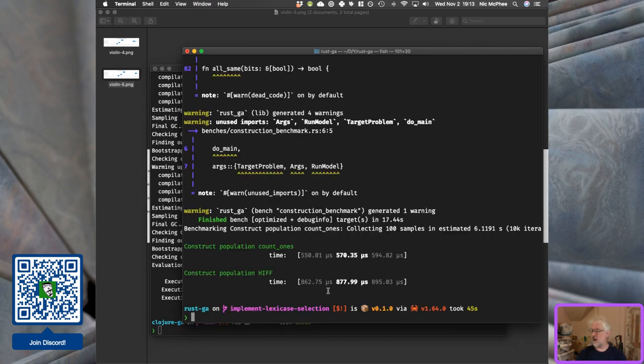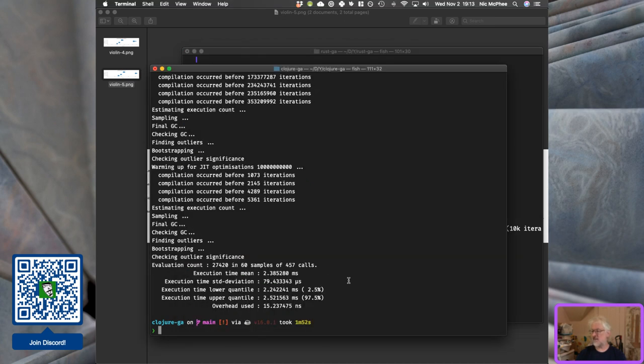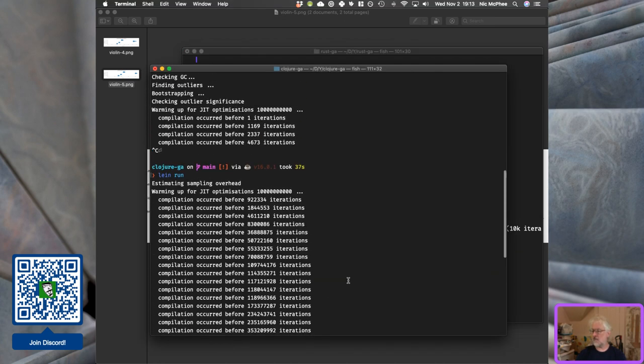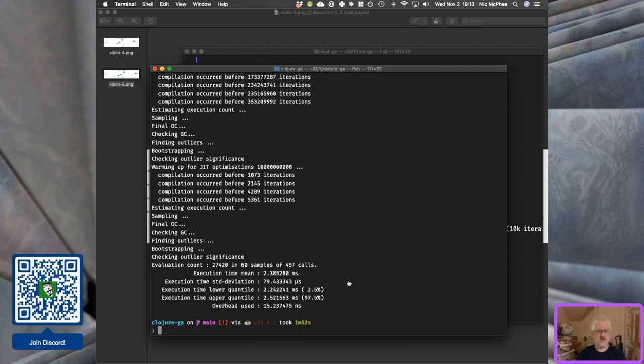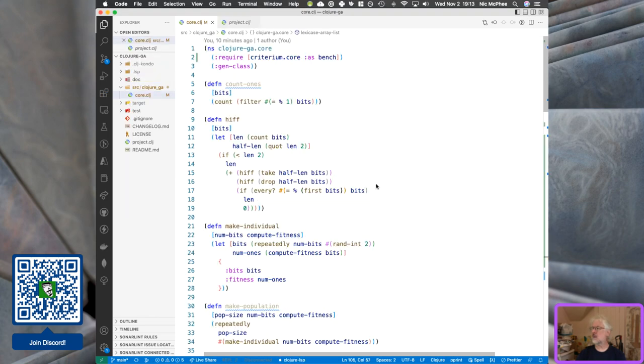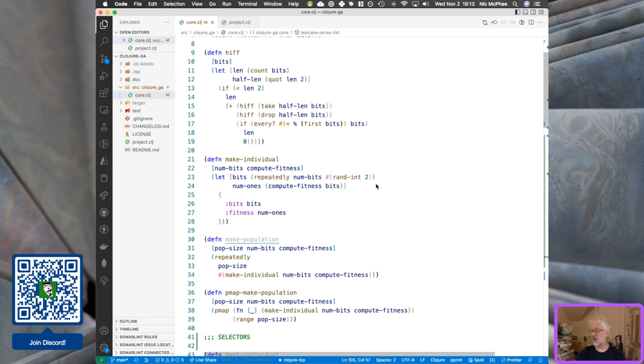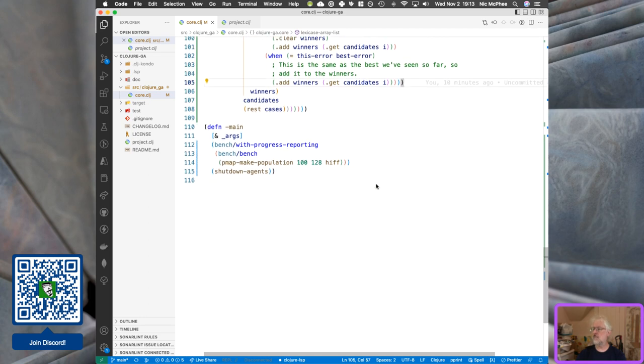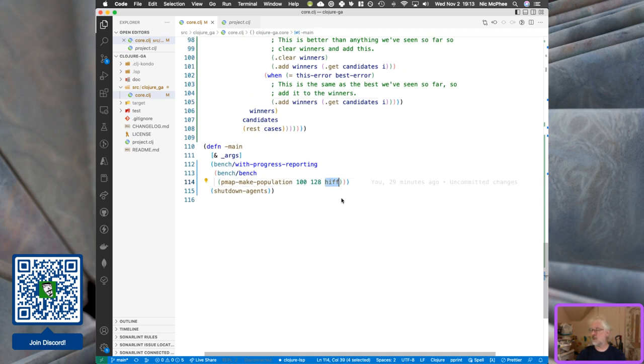Over here on the Rust side, we've got similar benchmarks. Oh, and this is with, I think this is with hiff. Let me make sure. Clojure. Yeah, we're doing the hiff problem.